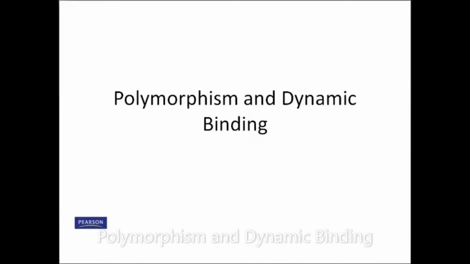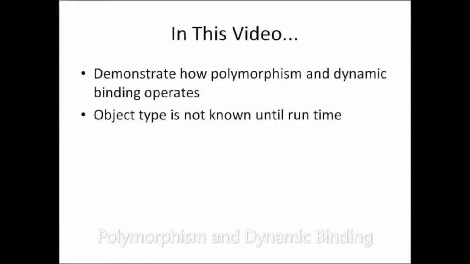Hello everyone, in this video we're going to be demonstrating how polymorphism and dynamic binding actually works. Now the idea with polymorphism and dynamic binding is we don't actually know the exact type of an object until the program actually runs. We don't know it at compile time.